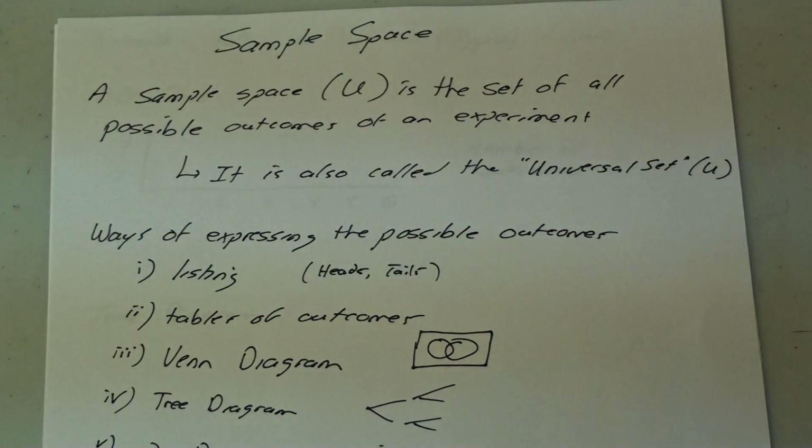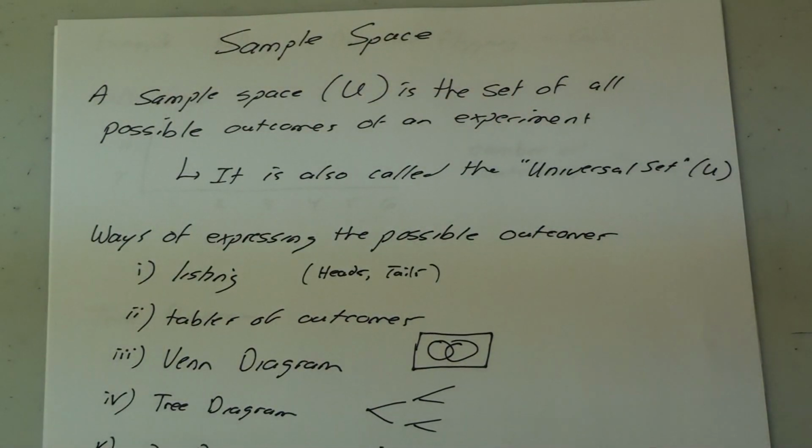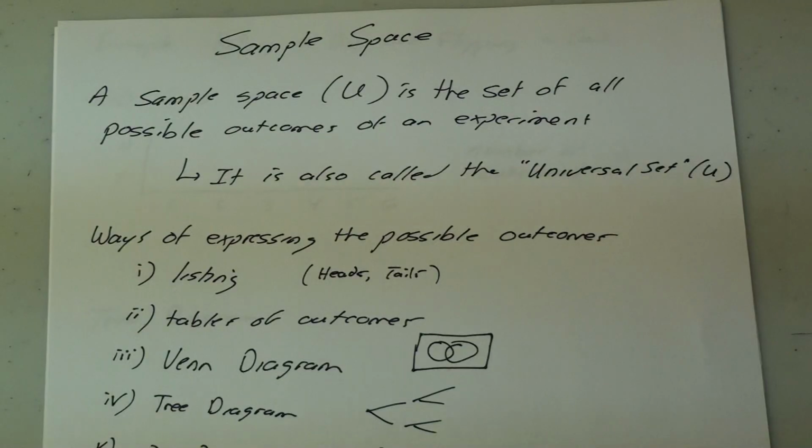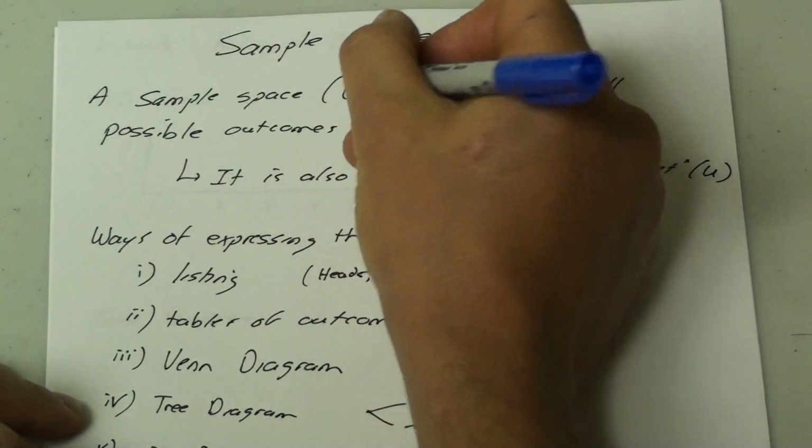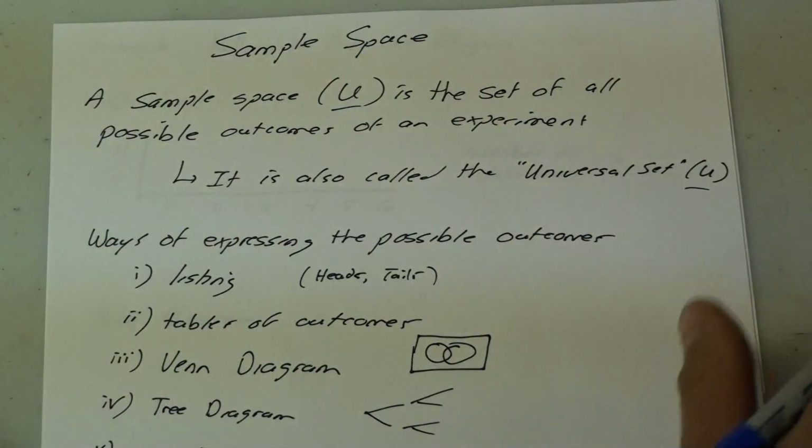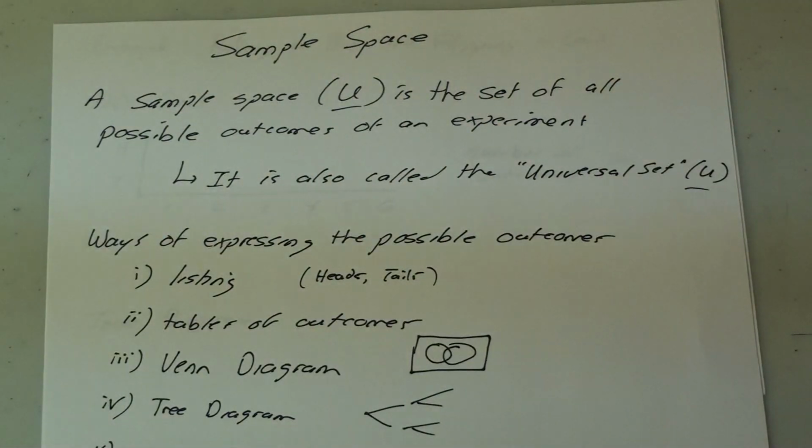Okay, this lesson is on sample space. A sample space is a set of all possible outcomes of an experiment. It is also called a universal set. It's usually denoted by the letter U. You're looking for all possible outcomes that can happen.